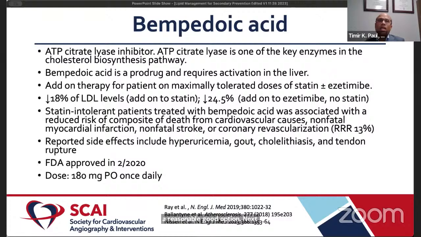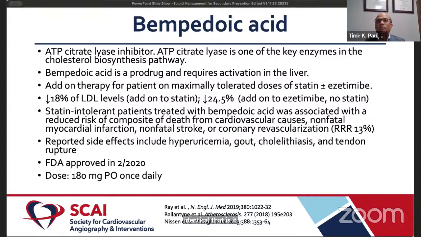Bempedoic acid has been approved since early 2020. It's an easy drug to use. It's an oral medication, 180 milligram once a day. And it should be used as add-on therapy if their LDL is not at goal, if they are intolerant, or if they're already on maximally tolerated doses, either alone or with statin, with or without ezetimibe too. And it decreased the LDL almost identically to ezetimibe when used on top of statin.